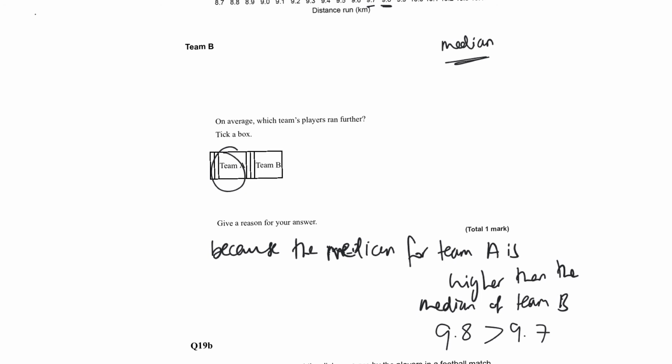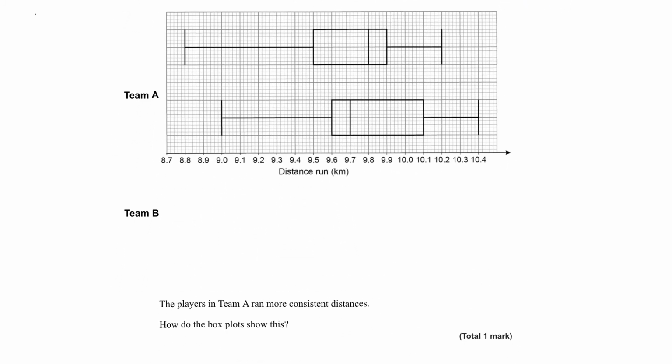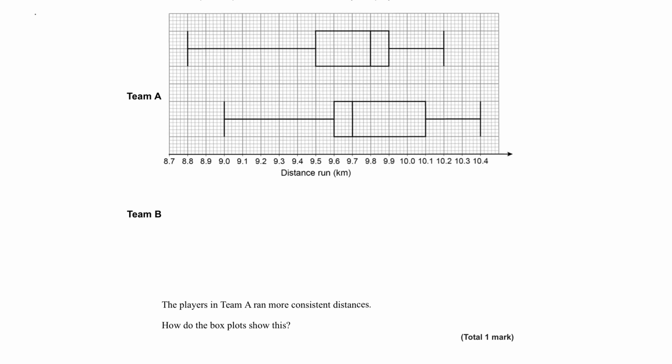There you go. And then the last bit, second to last bit, I kind of jumped the gun. There's still a few more questions, but moving on. So it says the players in Team A ran at more consistent distances. So how does the box plot show that? Well, what we can see is the box bit of your box plot actually represents your interquartile range. So if we work out the interquartile range for Team A, so the upper quartile is 9.9 and the lower quartile is 9.5. So if we did 9.9 minus 9.5, our interquartile range is therefore equal to 0.4.